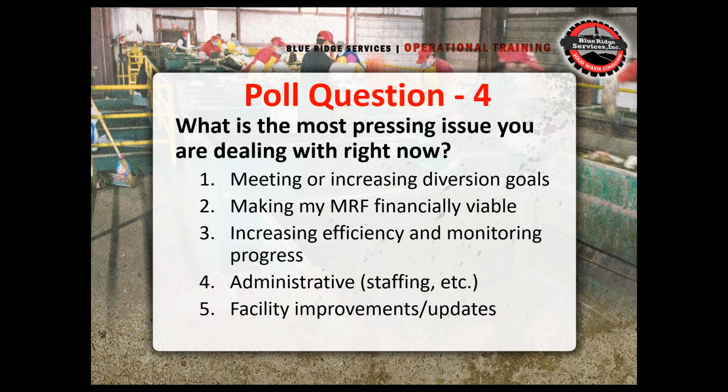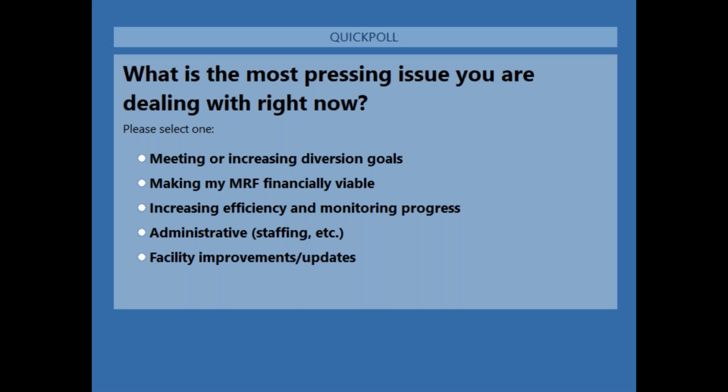This takes us back to the last poll question that we have for the day, and it is, what is the most pressing issue you are dealing with right now? Number 1, meeting or increasing diversion goals. Number 2, making my MRF financially viable. Number 3, increasing efficiency and monitoring progress. Number 4, administrative, i.e. staffing or some other administrative task. Or number 5, facility improvements, retrofits, updates, things like that.